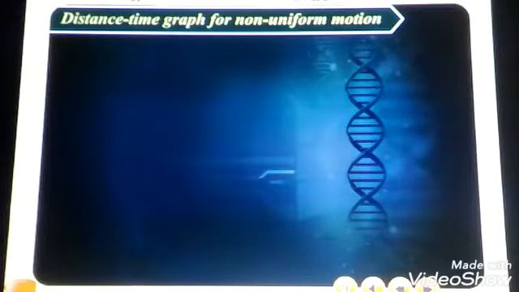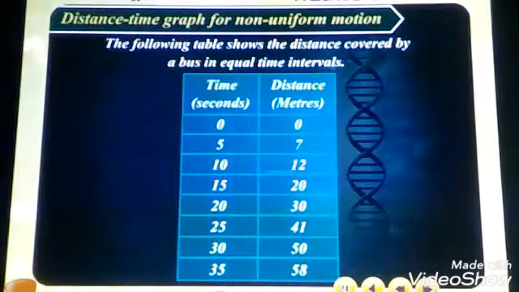Distance-time graph for non-uniform motion. Here the distance is given and the time is also given. In this case, the time has equal intervals while the distance is not equal. Here 0 seconds for 0, 5 seconds for 7 meters, 10 seconds for 12, 15 for 20, 20 seconds for 30 meters and 25 for 41 meters, while 30 seconds are required for 50 meters and 35 seconds are required to complete 58 meters of distance.